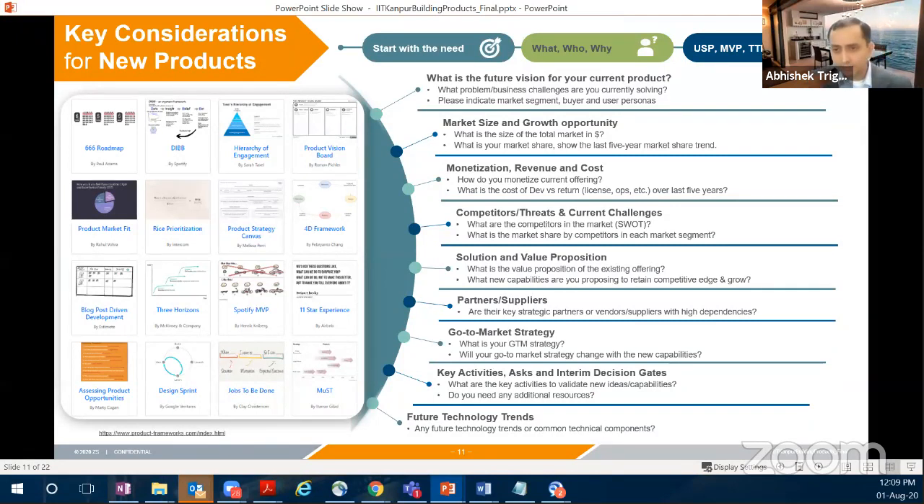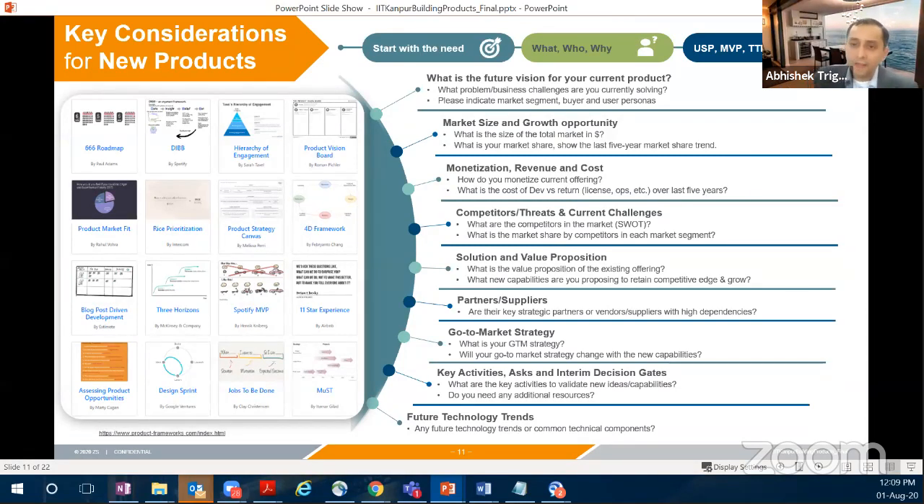Now, coming to the right-hand side, these are a few things that we look at when we are building a product. Of course, you've got to start with the need, but then a critical component is the what, who, and the why. What you're building, who you are building it for, and why you are building it. So think through some of those. And once you've decided that, things like your unique selling proposition, your MVP criteria, and your time to market also become important.